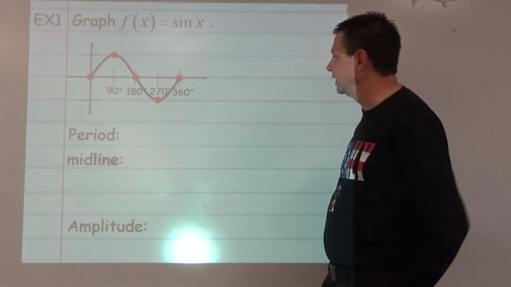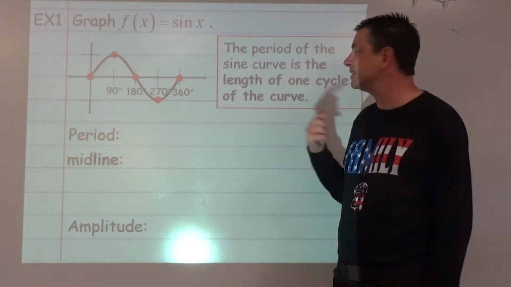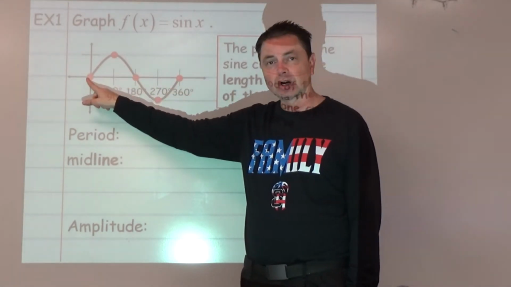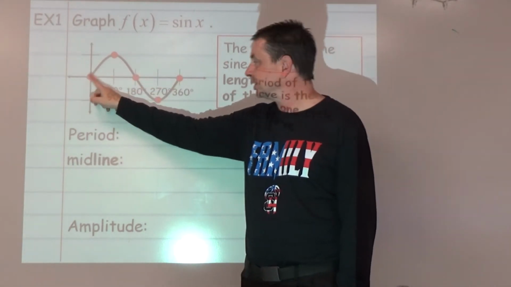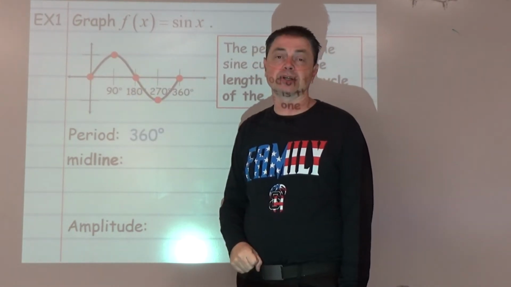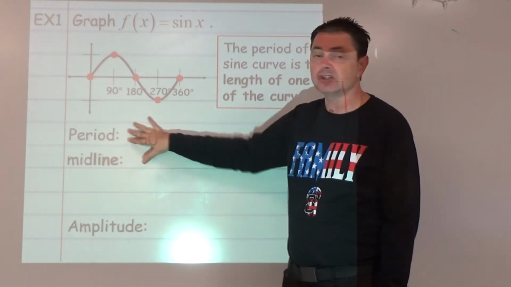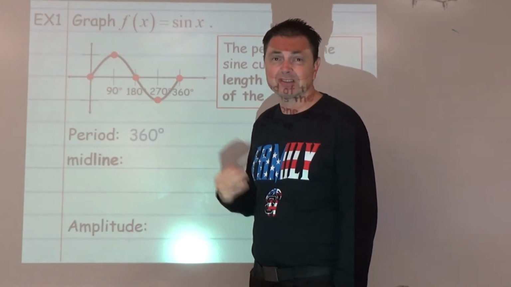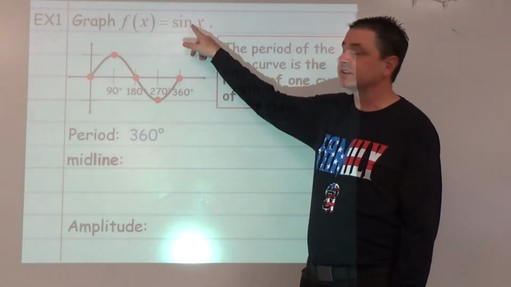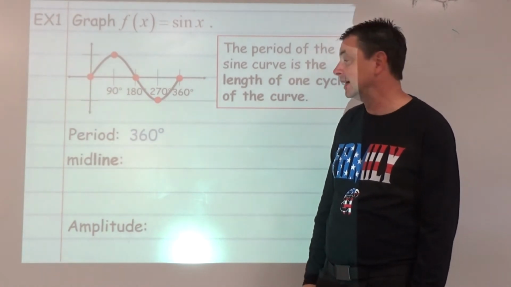All right. Well, the period, definition-wise, the period of the sine curve is just the length or distance of one cycle. We create an up and a down. So it starts here, ends here. We went from 0 degrees to 360 degrees. That's a distance of 360 degrees. For our purposes in this course, we're not going to be changing the period. So it's always going to be a period of 360 degrees. There are different things we could do to the sine function to change the period. Might have to wait to Math 3 to see that.